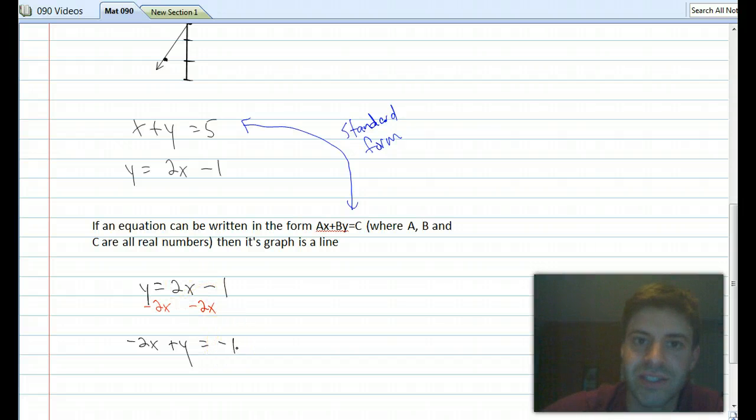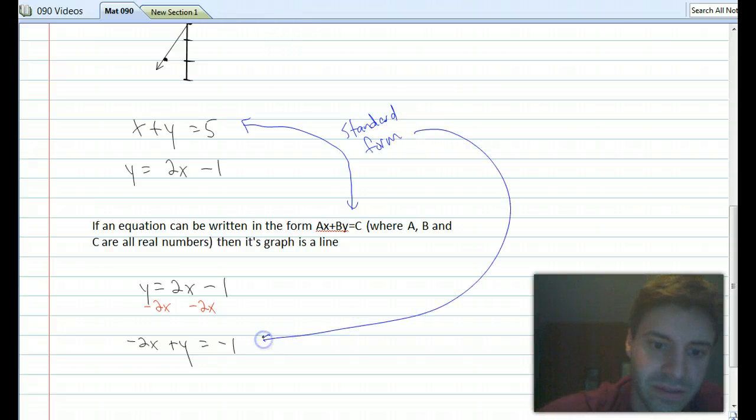Now this is actually in standard form. It's in standard form with an a value, the number in front of the x, of -2. The b value, the number in front of the y, is a 1. And the c value is -1. So this is also in standard form.